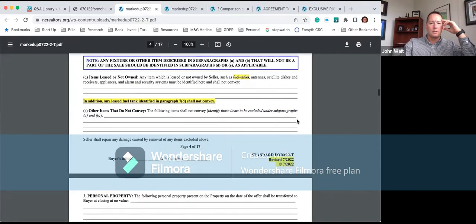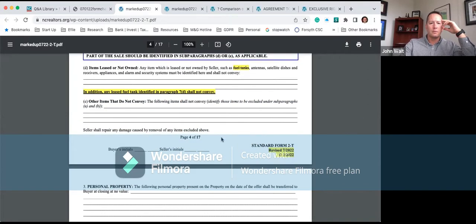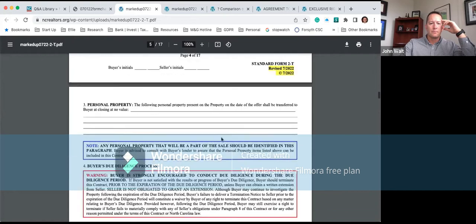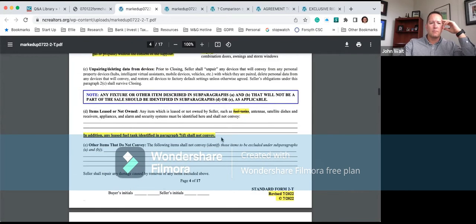All right, moving on down. I would say here it's referencing paragraph 7D, the new fuel tank provision. Make sure though that you are careful with this section. Anything that's leased or not owned, make sure you're asking your clients about that. Make sure you're in depth about that.